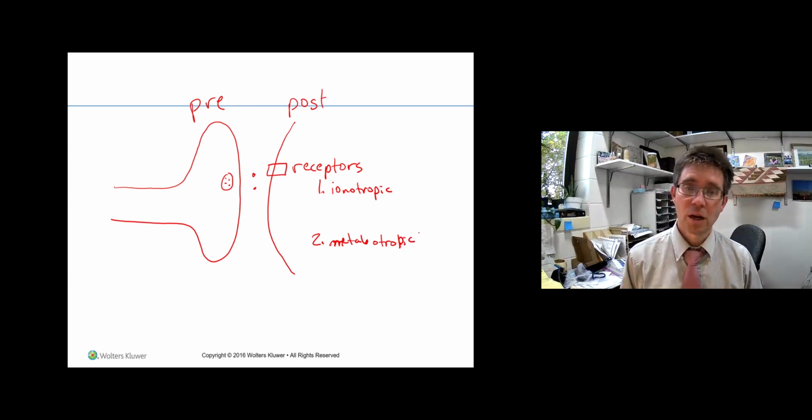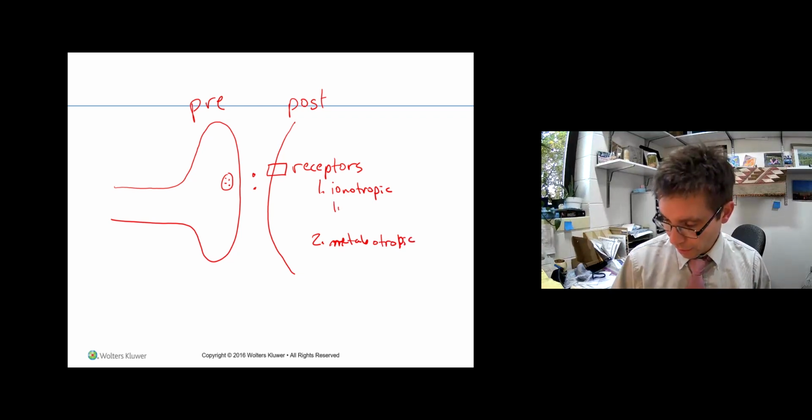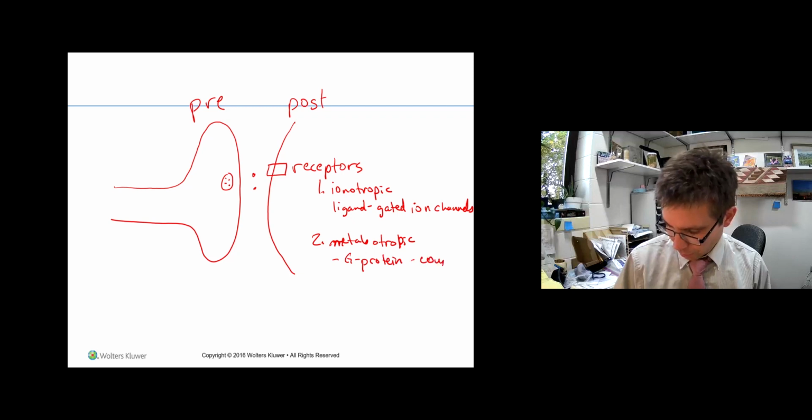Ionotropic receptors are in your book called ligand-gated ion channels. And in your book, metabotropic receptors are also called G-protein coupled receptors.